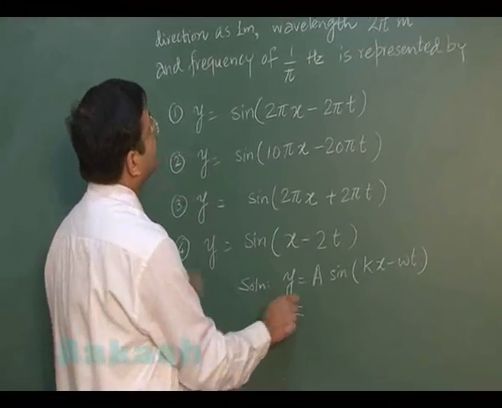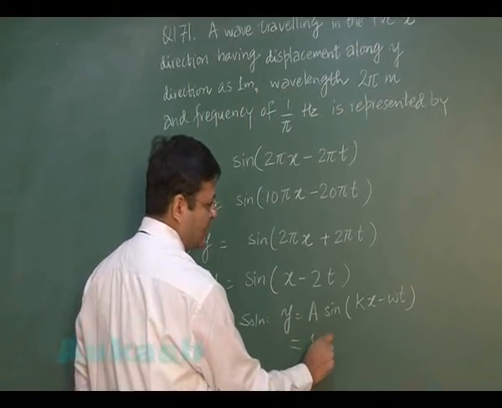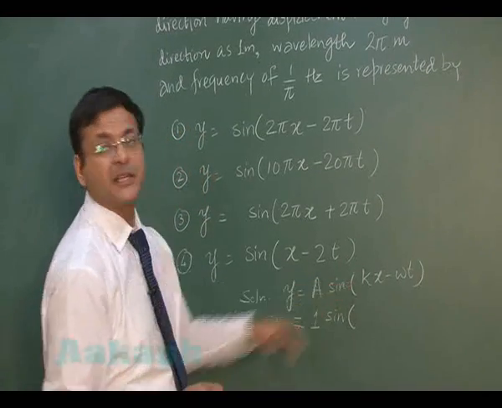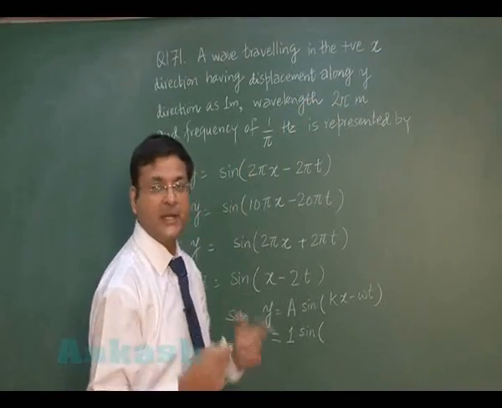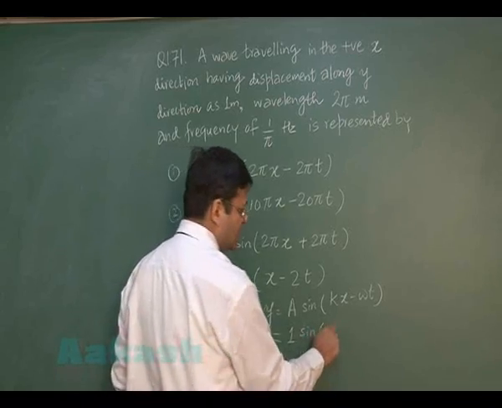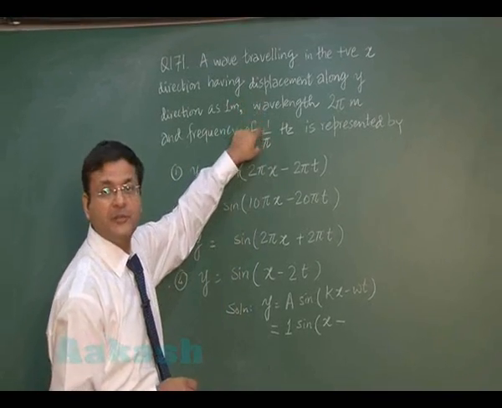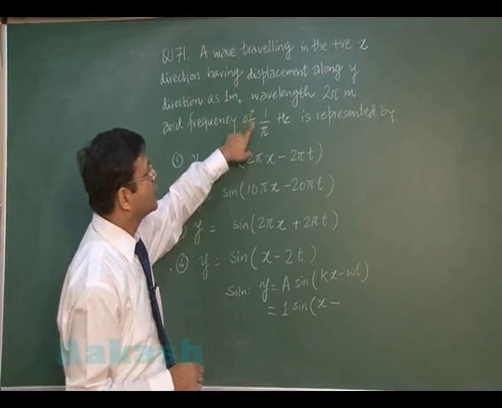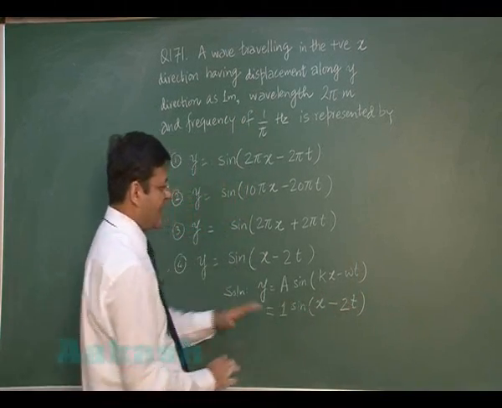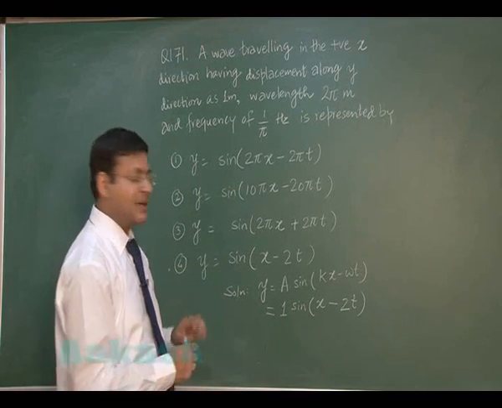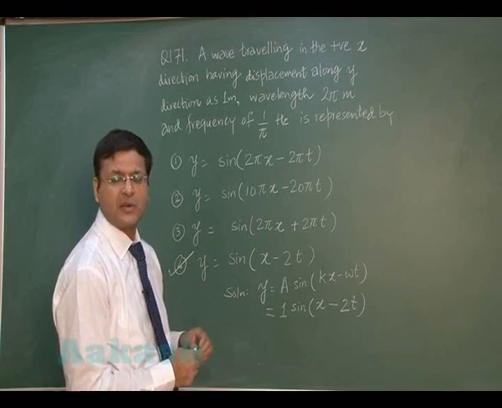Now see, it is saying that it is having displacement along y direction as 1 meter, so instead of a I am writing 1, then it is sine. k is related to wavelength, that is 2 pi by lambda. In case you make 2 pi by lambda, that is 2 pi by 2 pi, that is 1, so value of k comes out to be 1, so it is simply x minus omega, which is basically 2 pi into frequency. If you make 2 pi into frequency, frequency has been given to be equal to 1 by pi, so 2 pi into 1 by pi, that makes it 2, and for time t. So if you are trying to match this expression, you find that the most appropriate option comes out to be the fourth one for this particular question 171. Look at next question, that is 172.